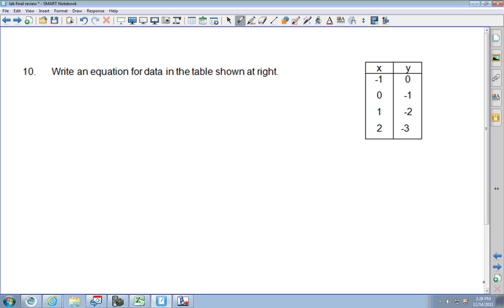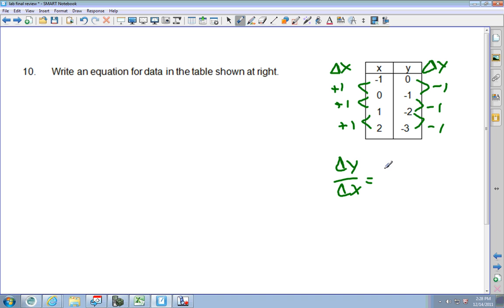Next one. Write an equation for the data in the table shown at the right. Okay, to write the equation, the first thing we're going to do is delta y over delta x. Right here, it is negative 1, negative 1, negative 1. Right here is plus 1, plus 1, plus 1. So now to find my slope, delta y over delta x, negative 1 over 1 is negative 1.